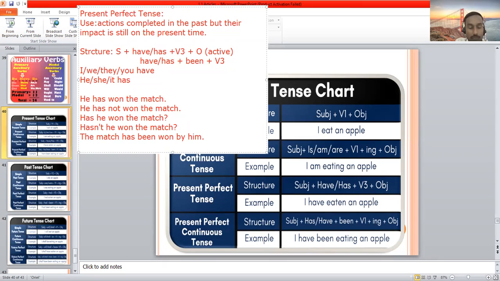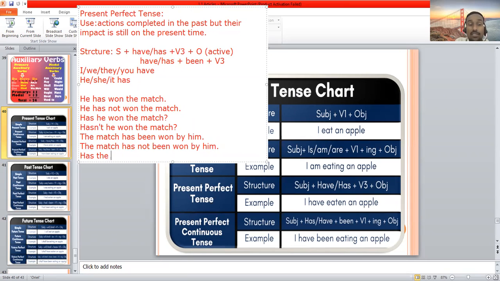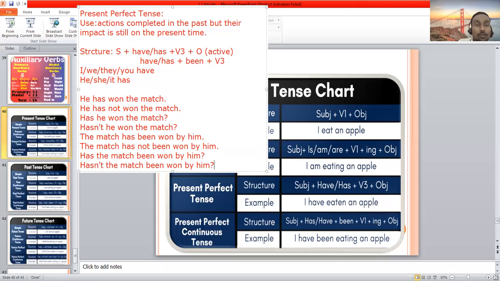Okay. So the remaining ways, if you want to make it negative, it will be: the match has not been won by him. Or it can again be a question. You can ask like this: has the match been won by him? A question can be negative also, like this: hasn't the match been won by him? Like this. Okay.